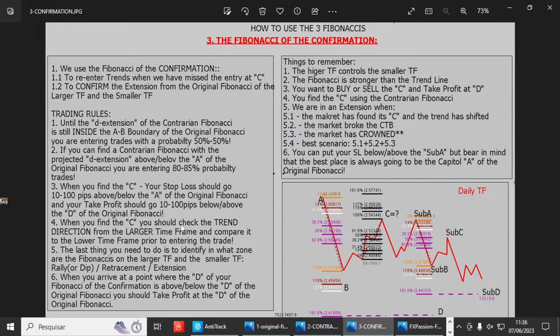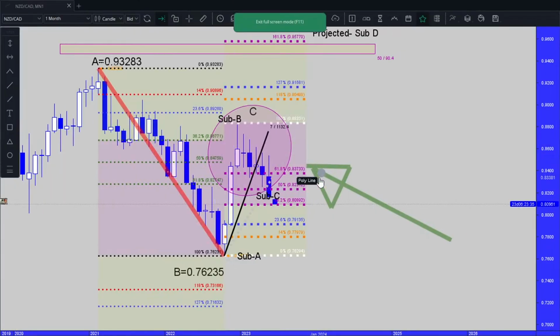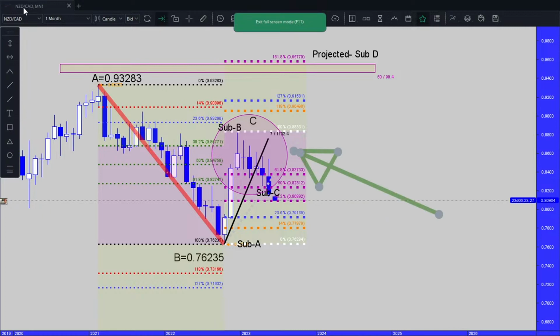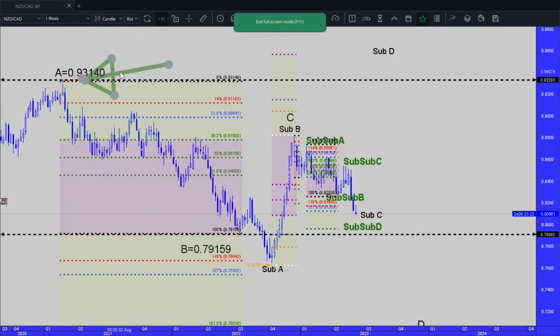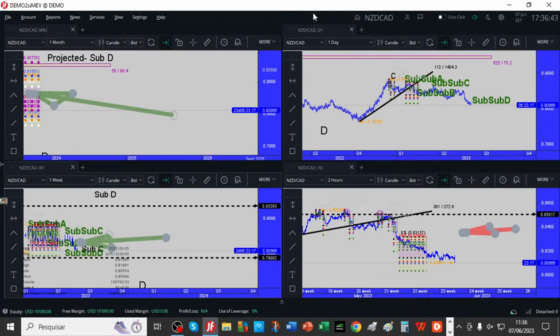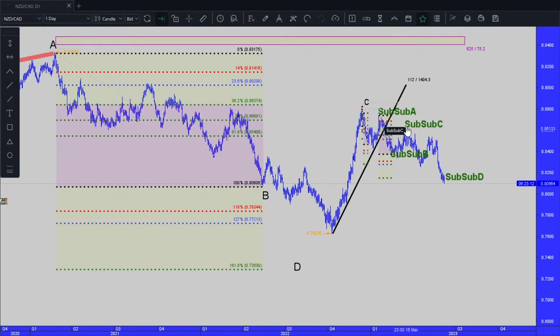When you find the C, you should check the trend direction from the larger time frame and compare it to the lower time frame. Well, we just did this one, right? We have found our entry on the 1 hour chart, 2 hour chart, daily, and we just checked it. The monthly original one is going down. The weekly original one is down, and the Fibonacci of the confirmation is going down. We just checked the higher time frames. The daily Fibonacci is down, and the Fibonacci of the confirmation is down.